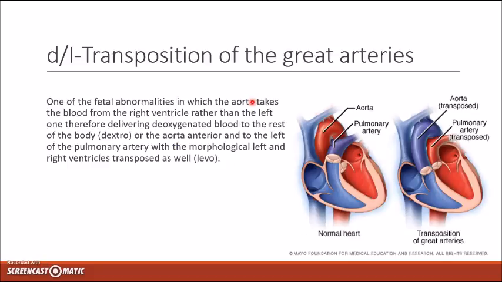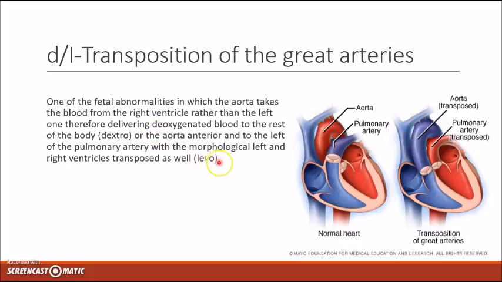Now, for the fifth case, we will have dextro or levo transposition of the great arteries. Now, these are two cases. However, the fatal one would be the dextro, because it is actually an abnormality in the placement of the aorta. What actually happens is, instead of having the aorta normally placed to take the oxygenated blood from the left ventricle, it is placed in the right ventricle, so it takes deoxygenated blood instead and starts transferring it to the whole body.